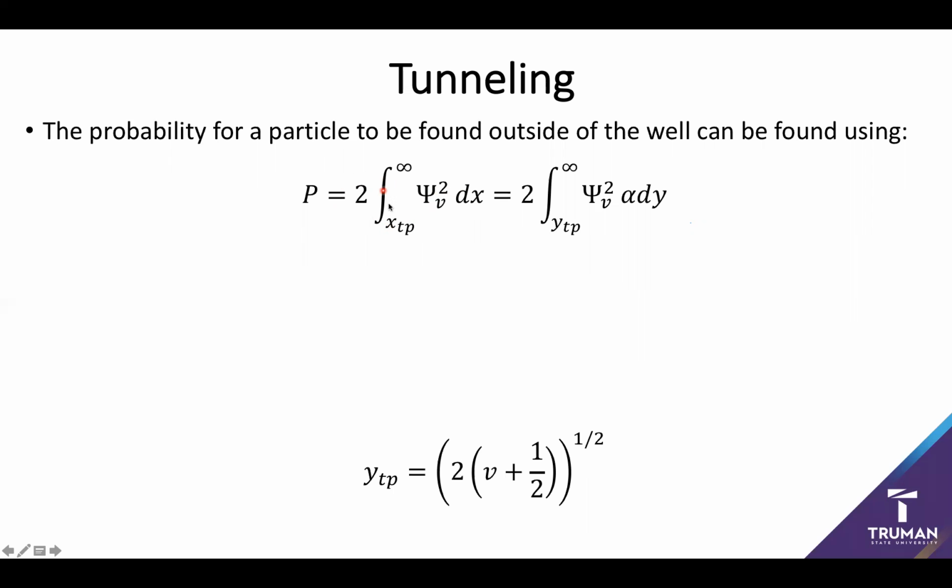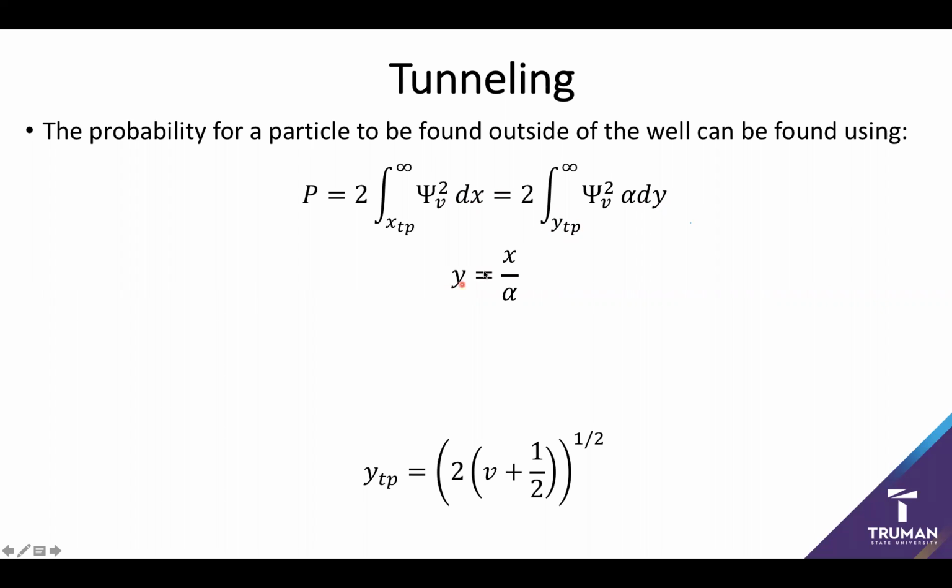But those should have the same probability densities, so we combine them to a simple 2 times. However, as you'll see later, it's going to be a little bit easier if instead of using x here, we use y. And again, it's for a lot of the same reasons as earlier, because we don't like integrating Hermite polynomials with respect to x. So we can go ahead and turn our dx into alpha dy, and then we just need to find our classical turning point, which I accidentally gave you too early.